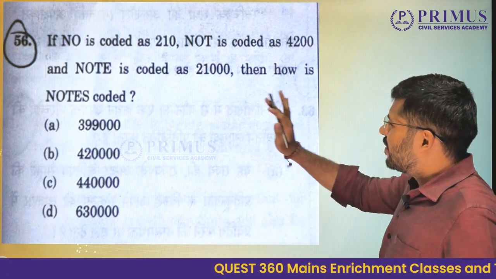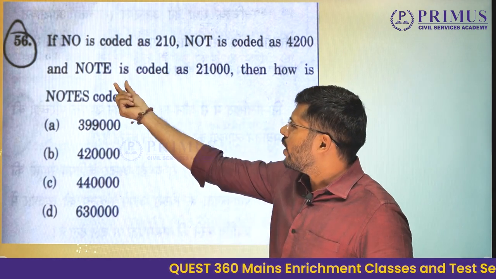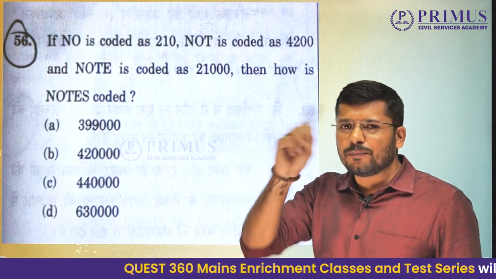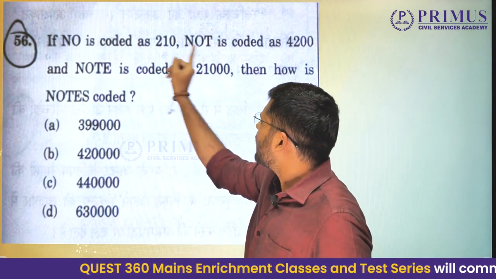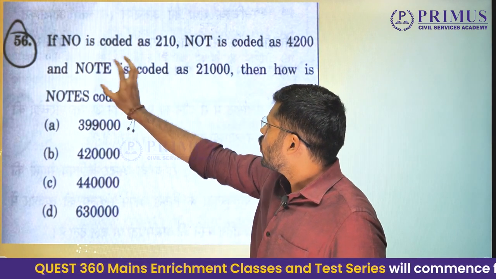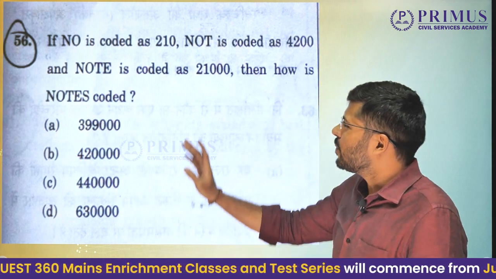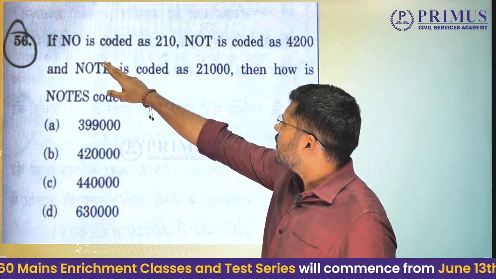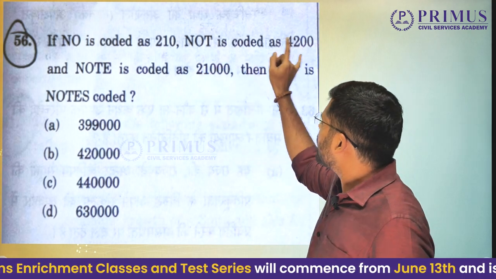Okay, now they have just added one letter at the end of the previous word. No plus T, not. Not plus E, note. Note plus S, notes. Okay. Now when they changed no to not, what happened to the number?